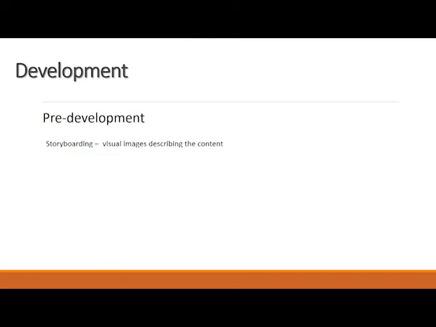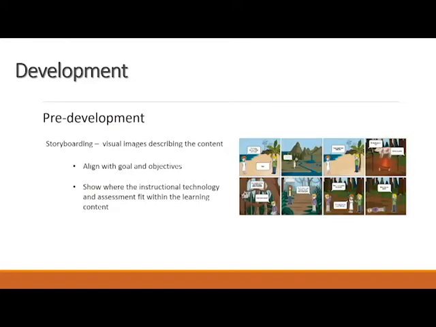Let's take a look at storyboarding. It includes visual images describing the content. It aligns with the goals and objectives and shows where the instructional strategies and assessment fit within the learning content. An example of storyboarding is like that. What you see here describes the process or the content of a particular topic.